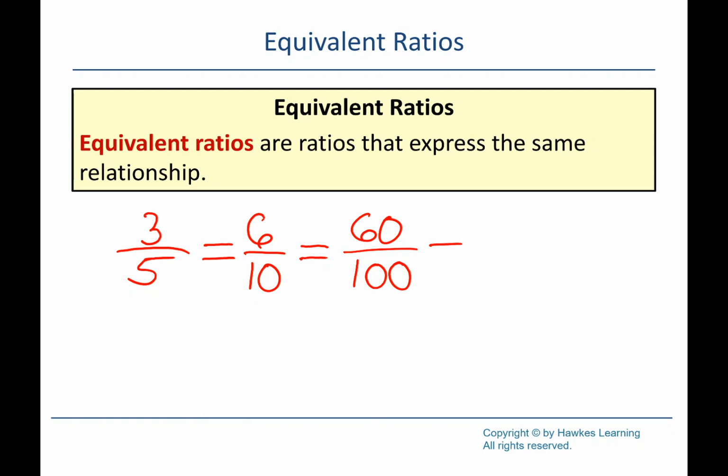And we could do 600 to 1,000. Whatever. We multiply the top and bottom by anything we want to, and we get an equivalent ratio.